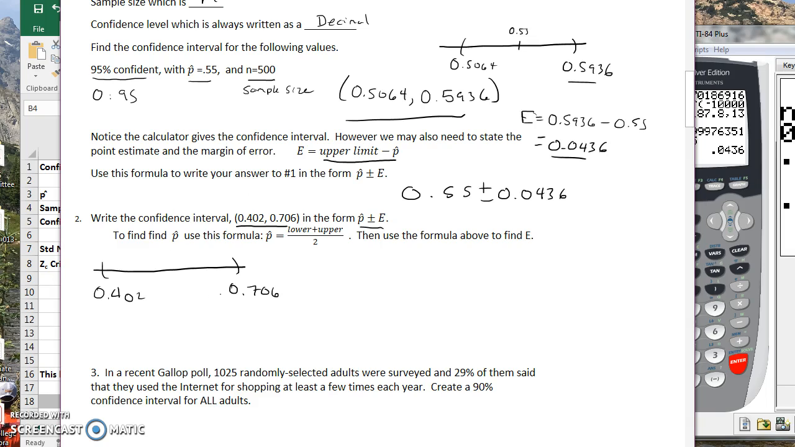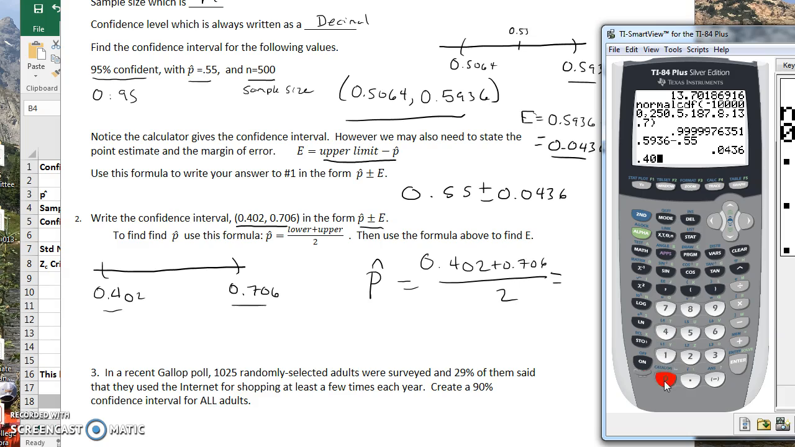We don't know our point estimate this time. This is usually not the case, but you can always find that by taking the smaller value plus the larger value and dividing it by 2. So if we do 0.402 plus 0.706 and we divide that by 2, we can find our middle value, or in this case, since we're dealing with proportions, we're going to call this our p-hat value. So 0.402 plus 0.706, hit enter, we divide that by 2, and we find our point estimate is 0.554.